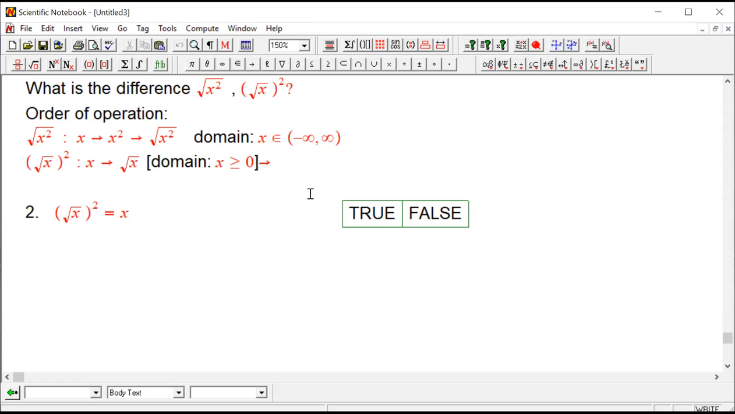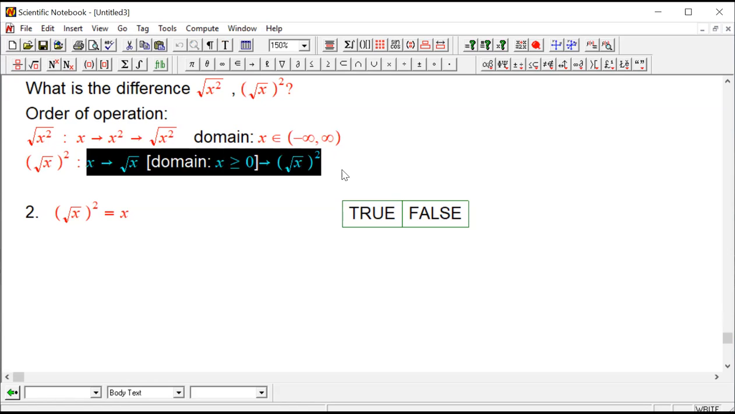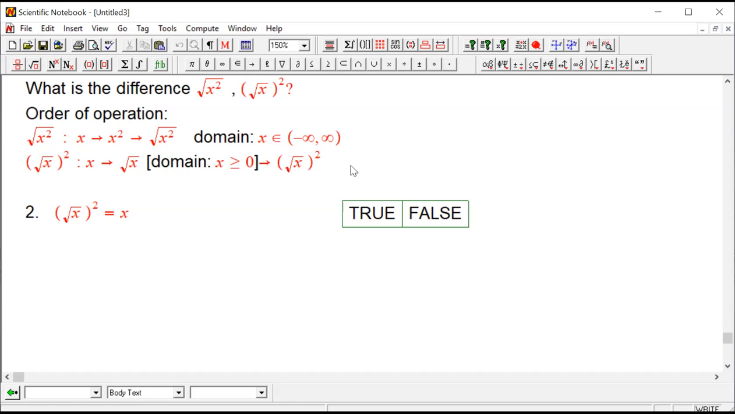After we produce the square root of x, and that output is produced, we can square it, and that output for the square root of x is going to be non-negative. So from the outset, this operation requires that x has to be non-negative. As a result, it's going to be x.